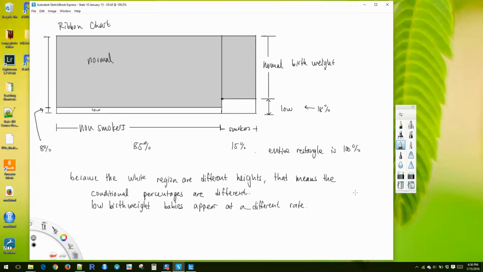How would our ribbon chart look if the two variables we were talking about were independent, or had nothing to do with each other? So, if smoking is not associated with an increase of low birth weight babies, how would our ribbon chart appear in that case? Yeah, the low birth weights would have about the same percentage. So what we would see, I'll do this on the next slide here.